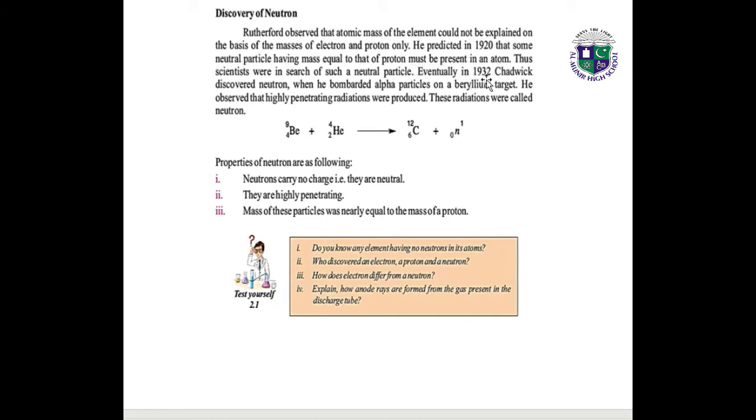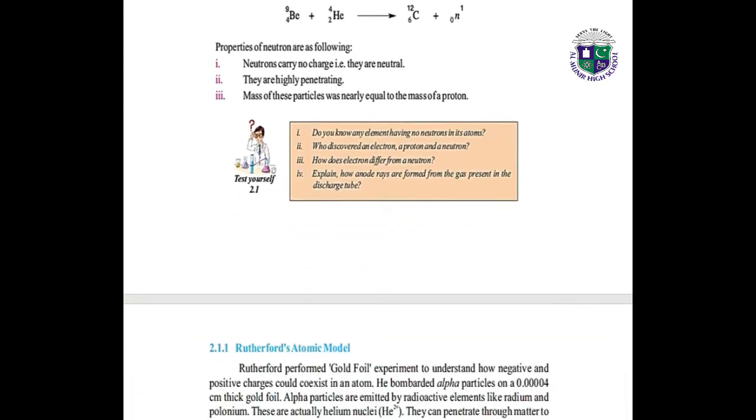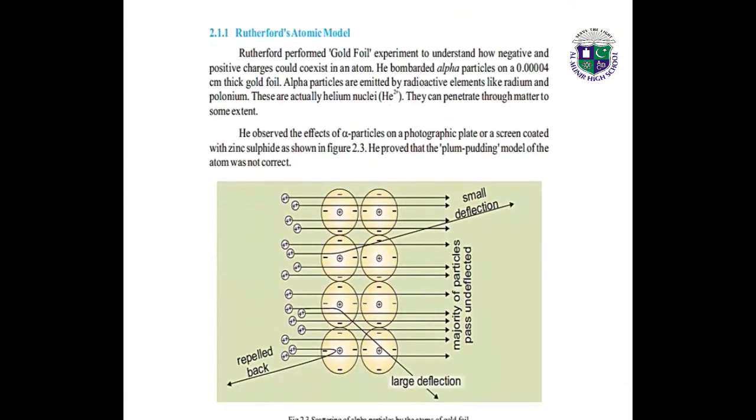So eventually in 1932 Chadwick discovered the neutron when he bombarded alpha particles on a beryllium target. So here we have Be, beryllium. So here we have the helium particles. When they bombarded alpha particles on it, these radiations were called neutrons. Properties were: neutrons carry no charge, they are highly penetrating, and the mass of these particles was nearly equal to the mass of a proton.